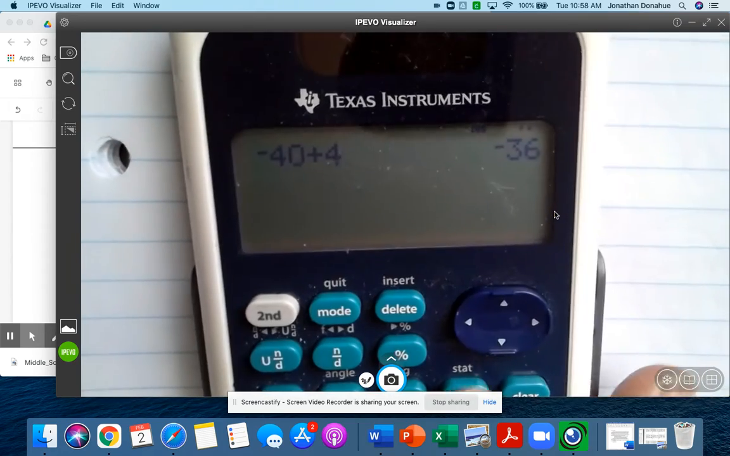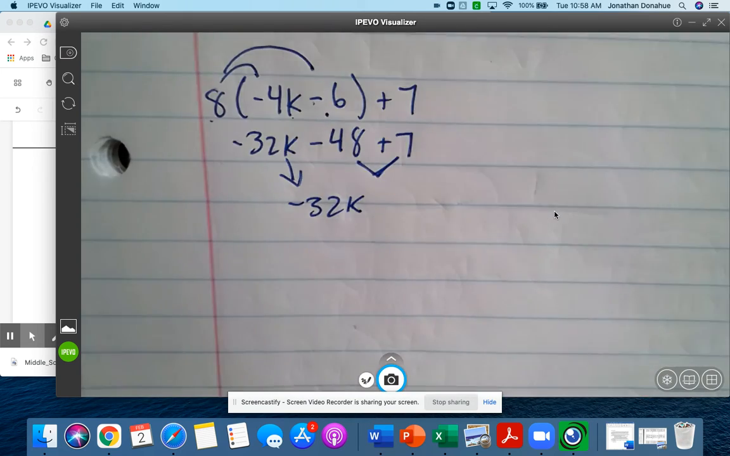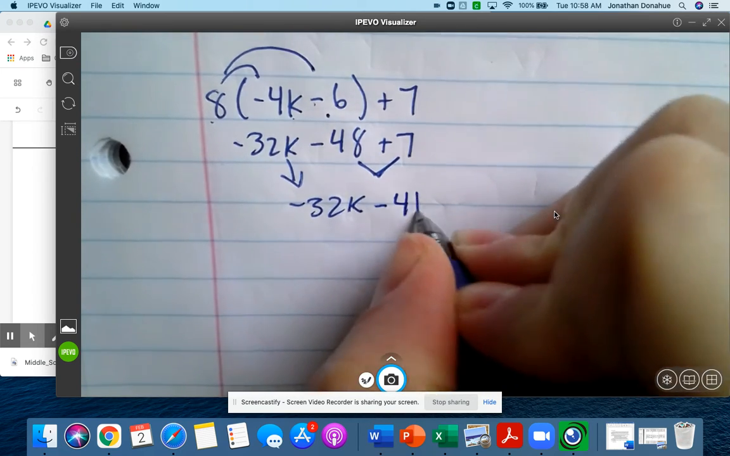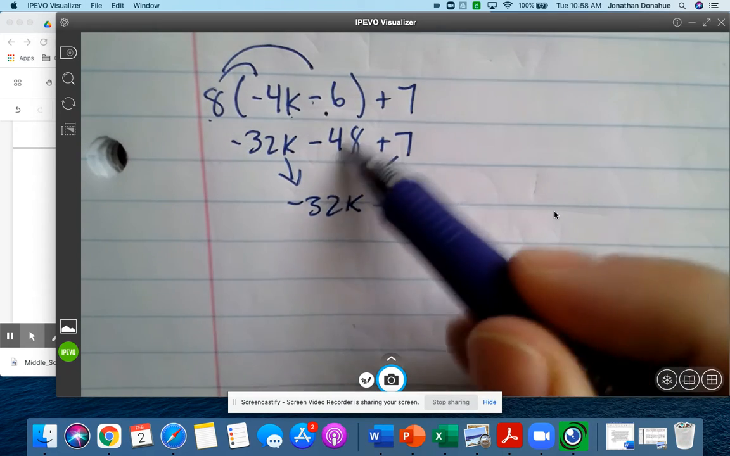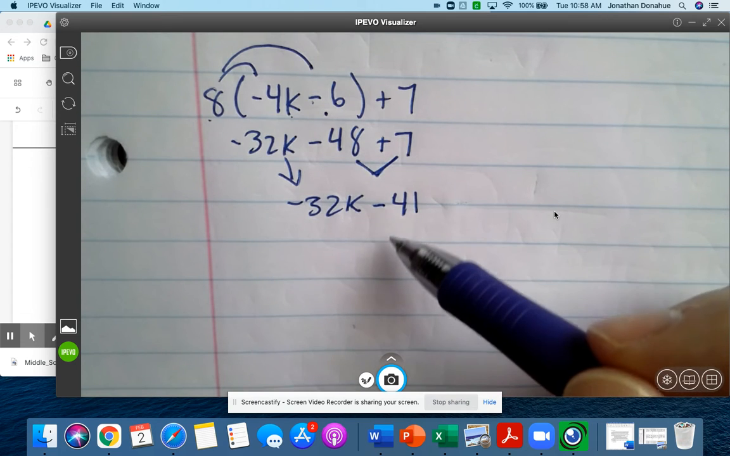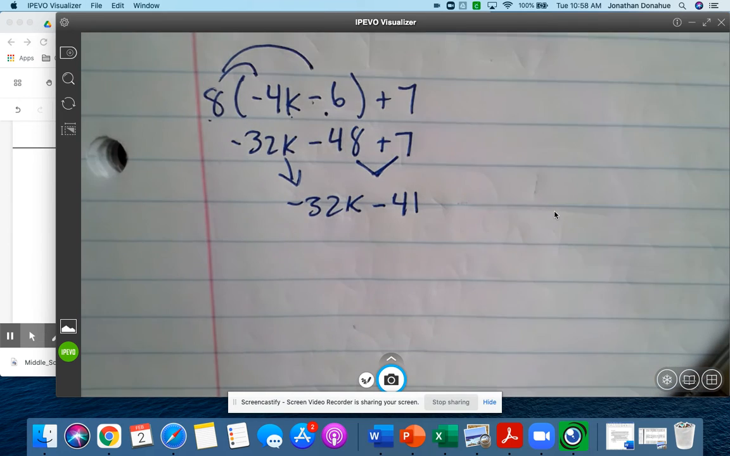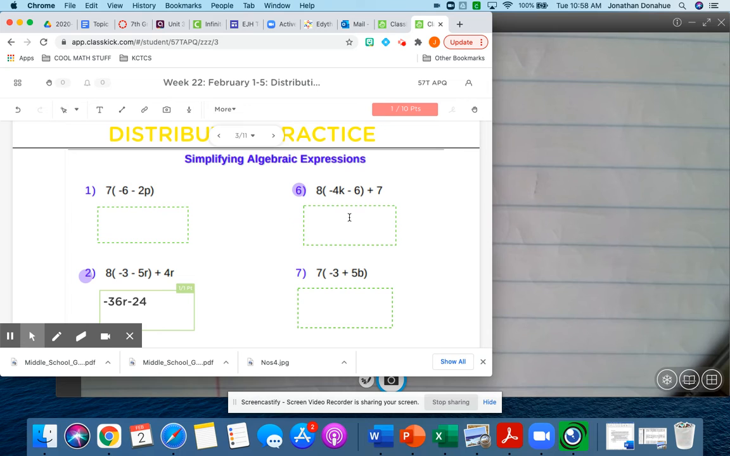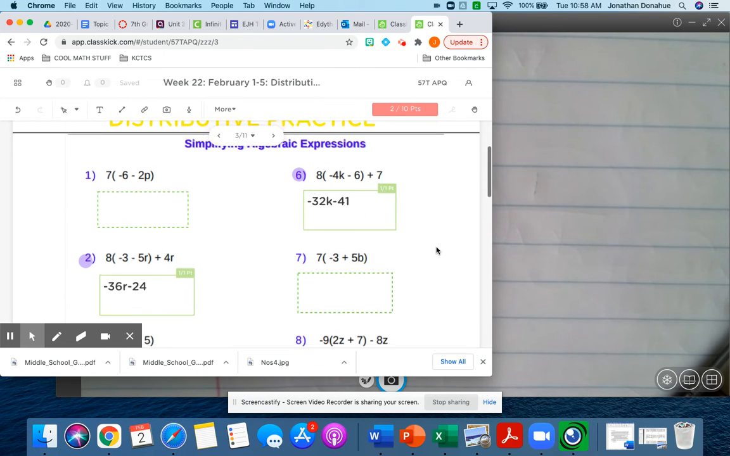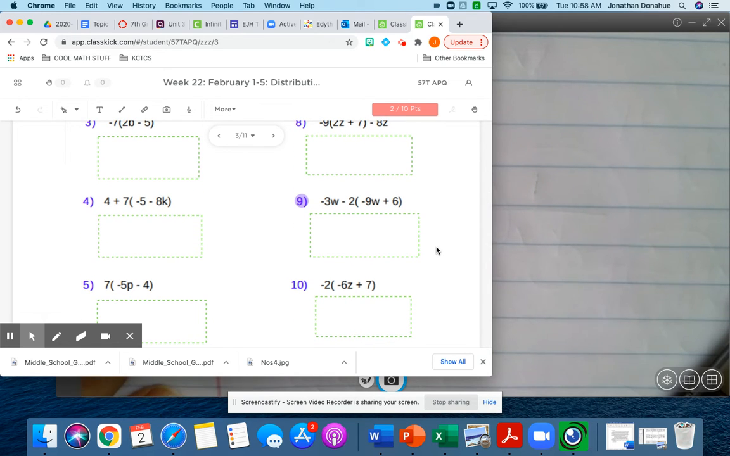There's no reason to guess that, guys. So negative 48 plus 7 gets negative 41, so minus 41. And we're done. Don't guess these just for the fun of it. If you don't feel confident in your answers when you're doing these in your head, grab a calculator. And you know what? Even if you do feel confident, it's always good to check your answer with a calculator just to make sure that you're doing it correctly. So I got negative 32k minus 41. Let's try that. Negative 32k minus 41. And we're good.